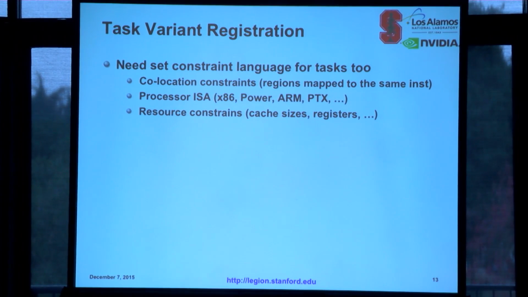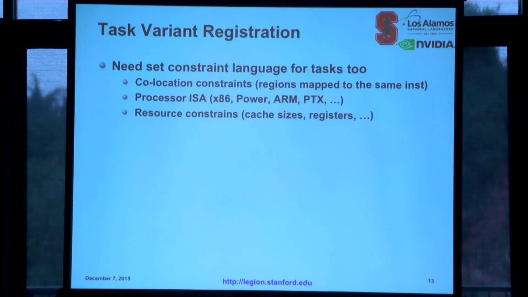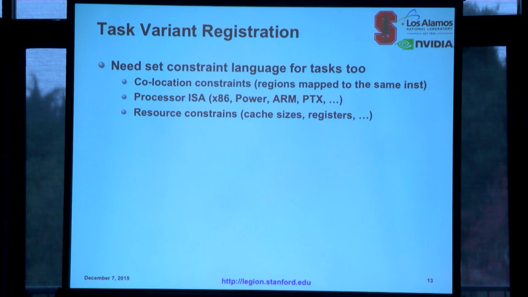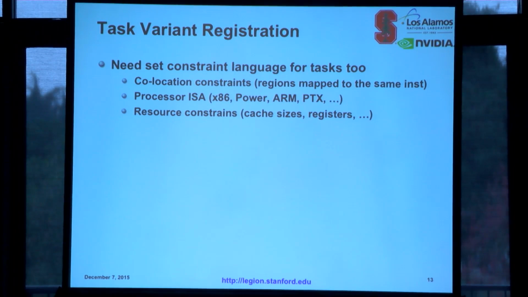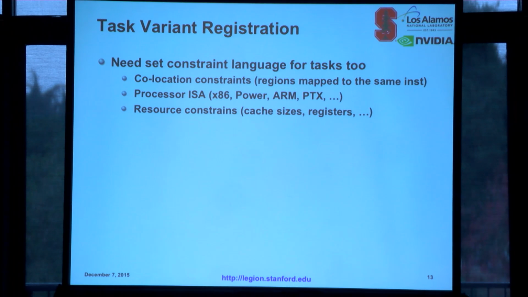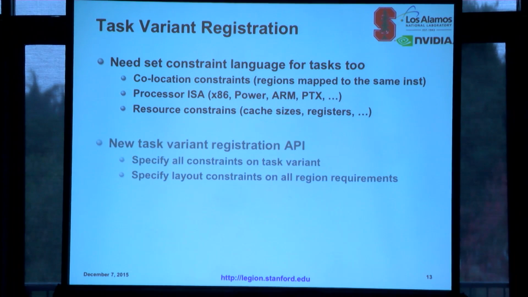You can use the set constraint language to describe very basic things like the assumptions on my ISA. Am I assuming x86, PowerPC, ARM, PTX, whatever you want. You can also assume things about the resources that you're going to consume, like cache sizes and registers. But most importantly, you can also have co-location constraints, which say I expect that these two region requirements are going to be located in the same physical instance, such that we can guarantee that's going to be abided by the particular mapping that the mapping API chooses.